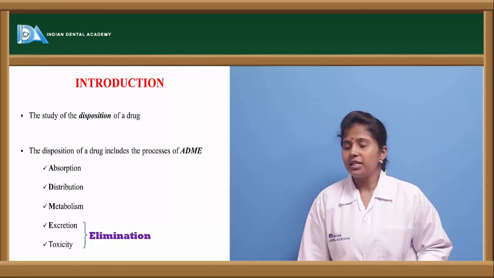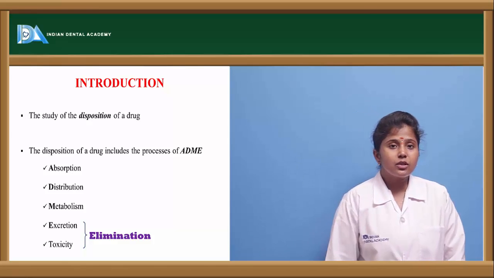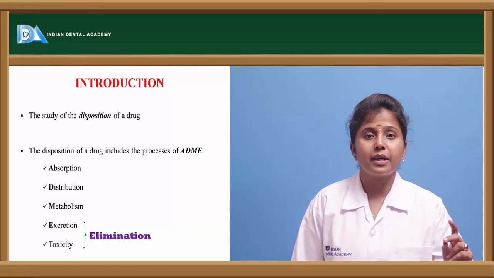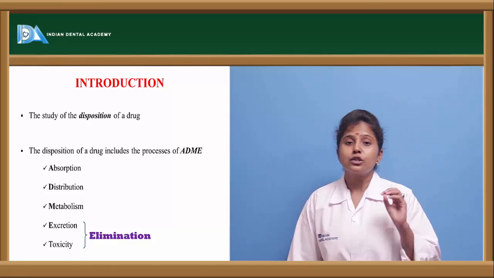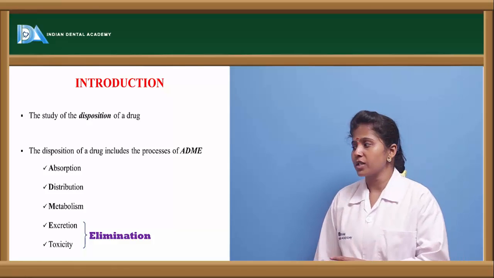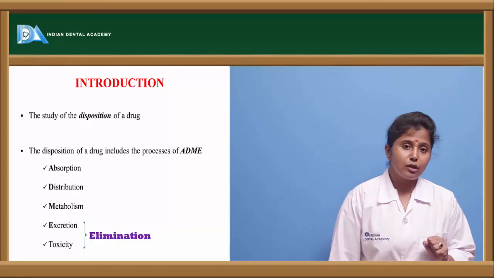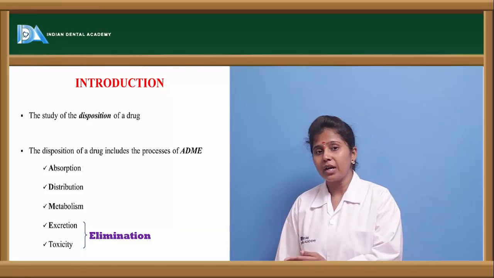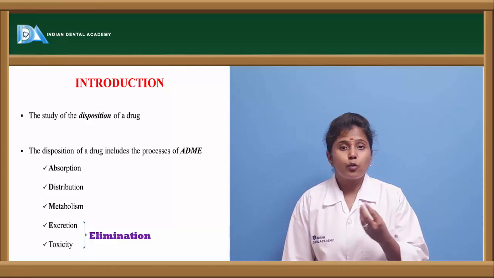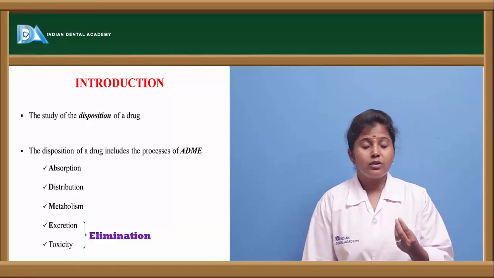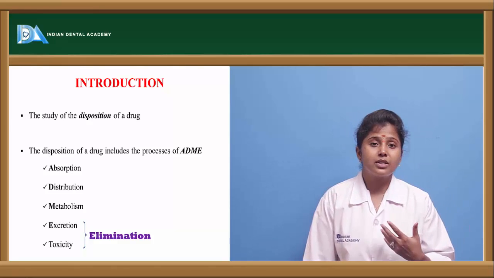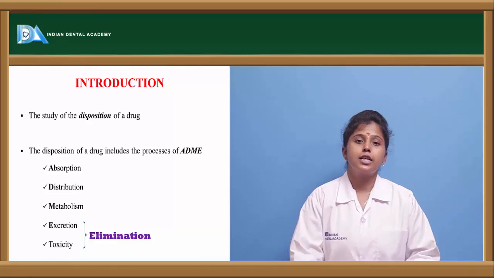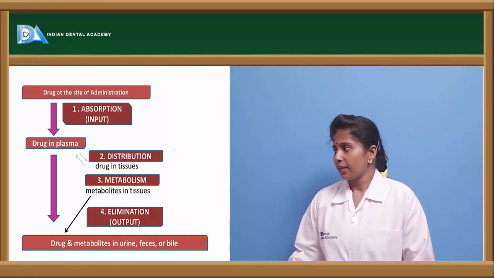So if we see the disposition of the drug, it is undergoing a process called ADME, that is absorption, distribution, metabolism and elimination. So this elimination includes two processes, that is excretion and toxicity. So here excretion, in the sense the drug is removed out of the body, and whatever uneliminated drug, or which is not excreted out, if it is remaining in the body, then it is showing toxicity.